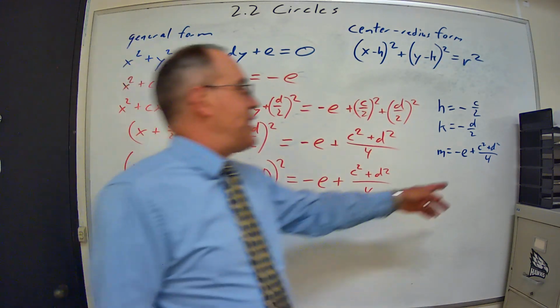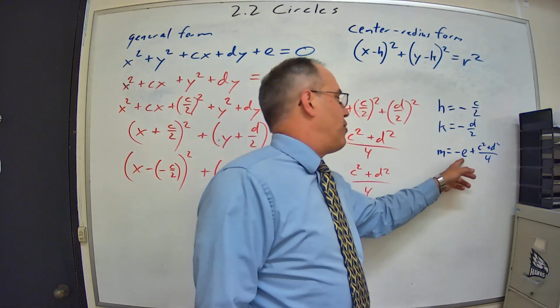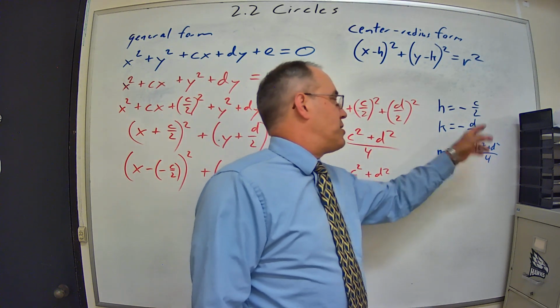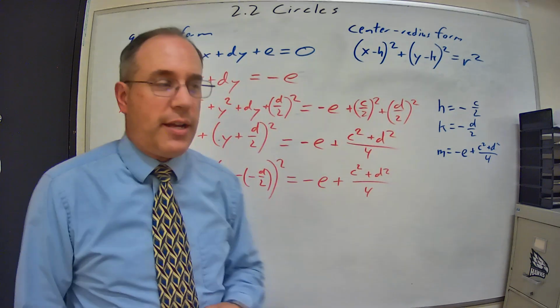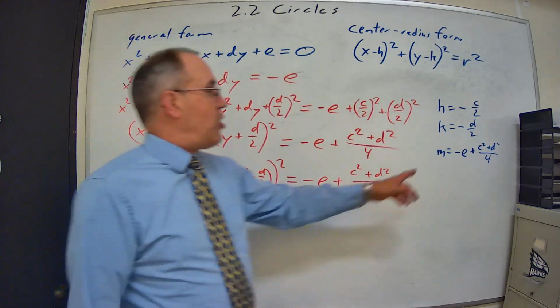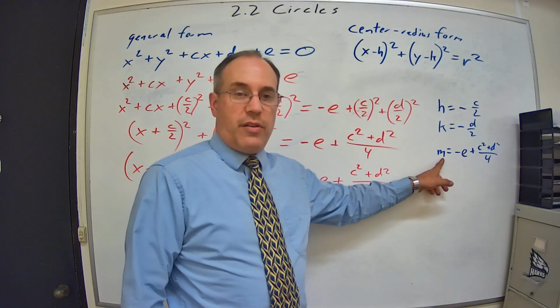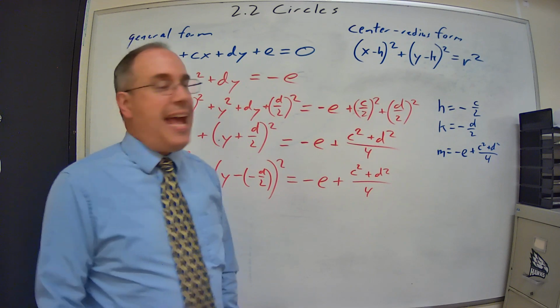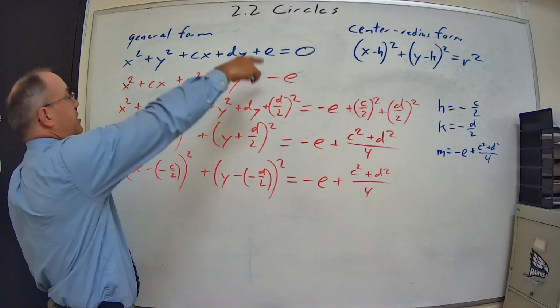And yes, I could take that further if I wanted and put this over 4 also, so I make it minus 4e plus c squared plus d squared, but I'm not going to do that. Now the reason I didn't just call this r squared is because 3 things can happen when we start with an equation in this general form.